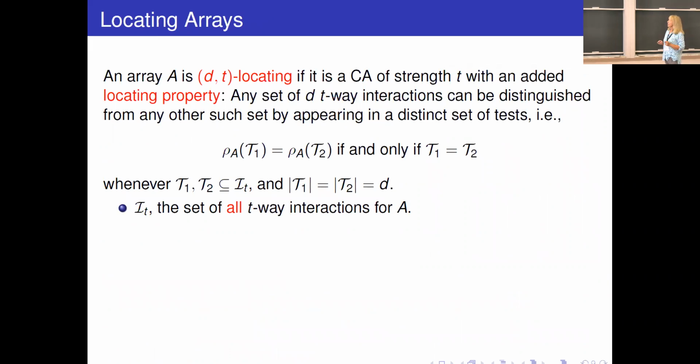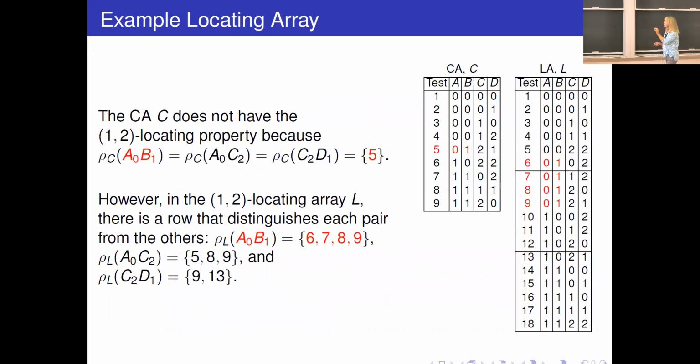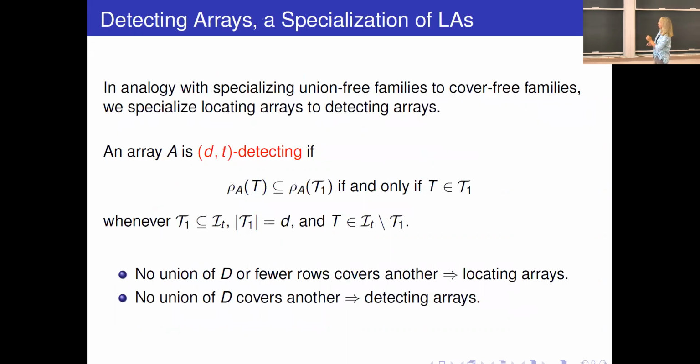And so Charlie defined a locating array as an extension of a covering array with this special locating property. And they grow slowly, they're small, so this is awesome. And so I just wanted to show that now in the locating array, you can see that each of those interactions occurs multiple times. And there's a specialization of cover-free families to detecting arrays, which corresponds to union-free families.